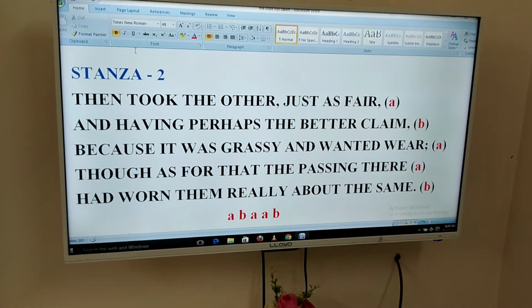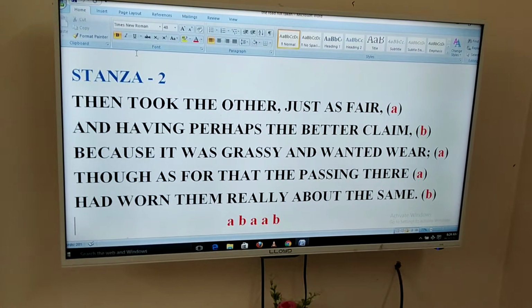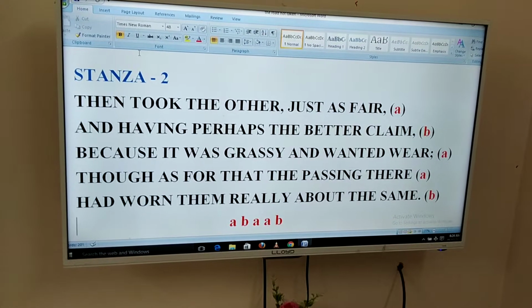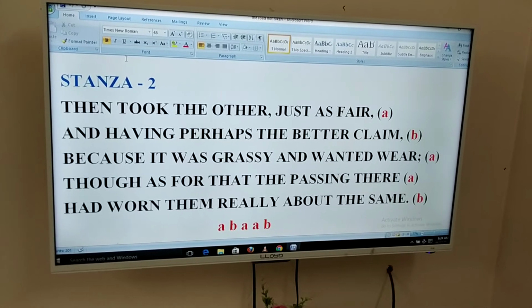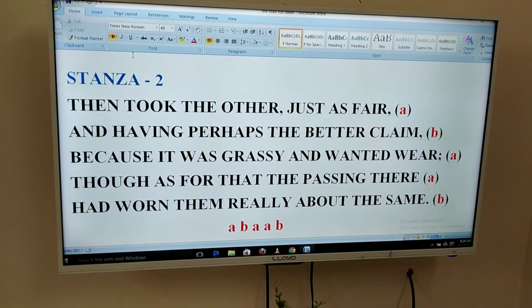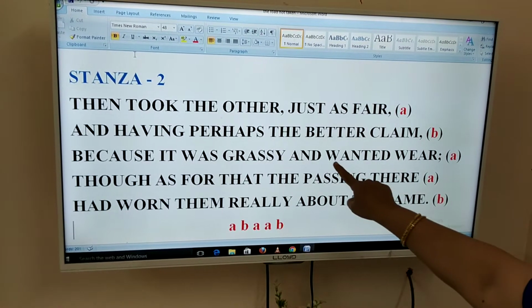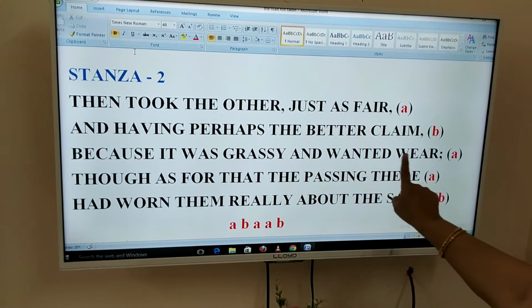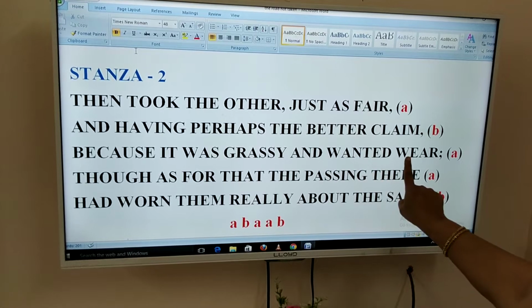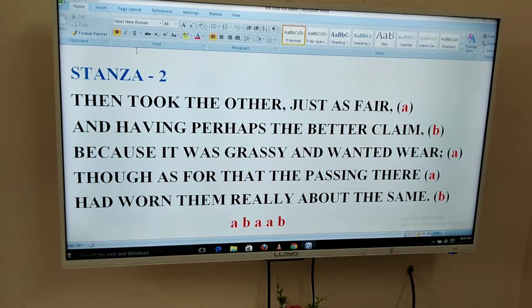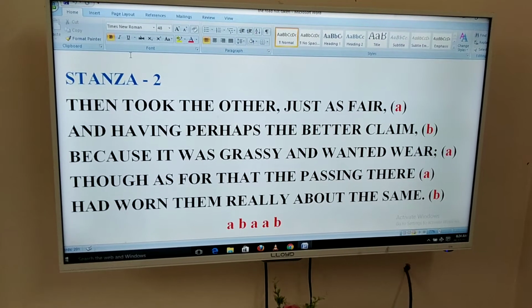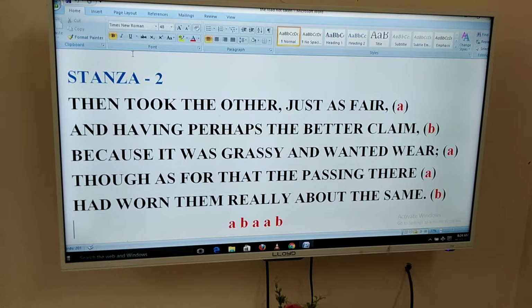Now, in this second paragraph, we have the literary device alliteration. What is alliteration? Alliteration is the repetition of consonant sound at the start of two or more consecutive words. For example, 'wanted where'. Here we have the repetition of the consonant W. This is alliteration. Right, students? Now, let's move on to the third stanza.